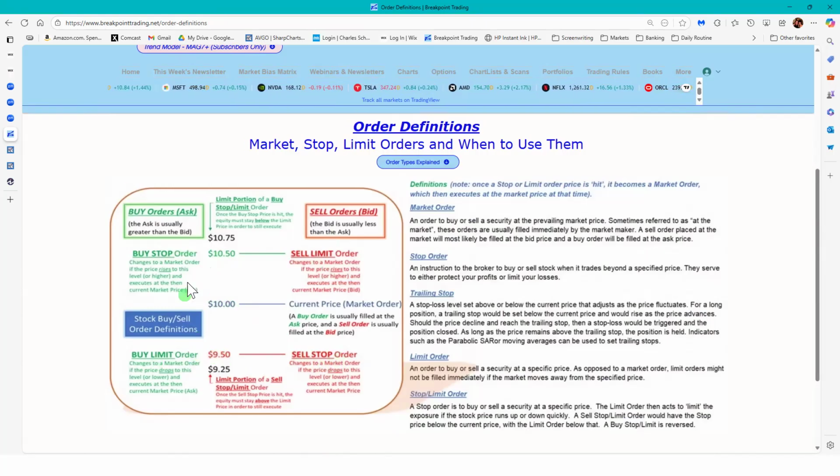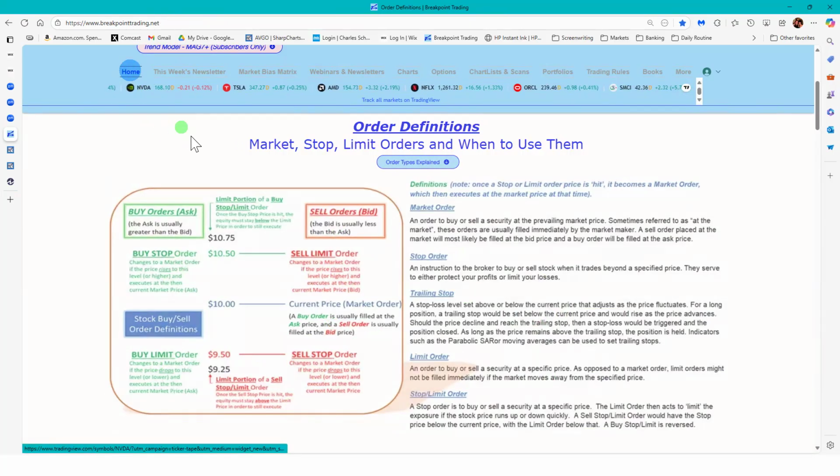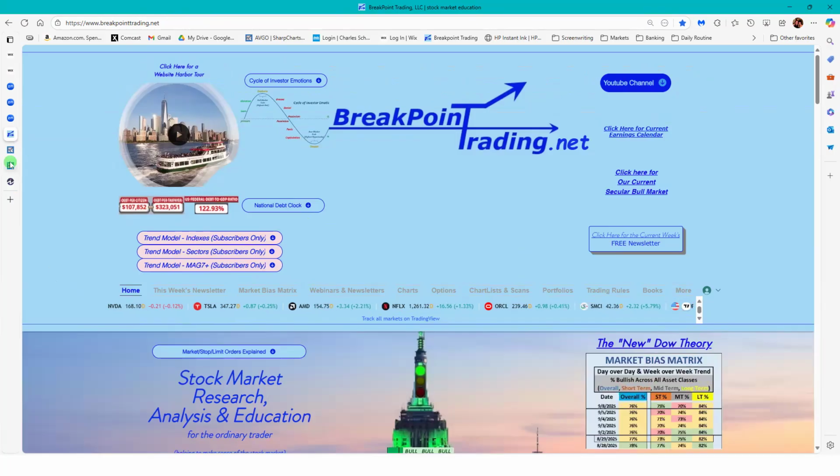And then this explains limit orders too, which I'm not really going to get into today. So all of this is right on the website, right at your fingertips. I put this little chart together, so it's very easy to get to right on the homepage. All right, let's take a look at an example.